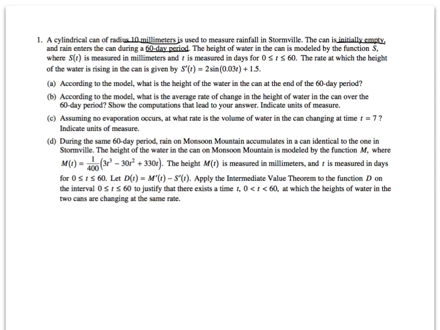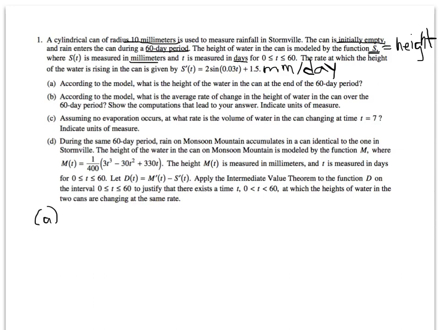Now the height of the water is modeled by the function s. So s will be the height, okay? Important to remember, where s of t is measured in millimeters and t is measured in days. And then we're given the rate at which the water is rising in the can, so this would be millimeters per day. Okay, now that we've looked at the facts, let's start answering the questions.